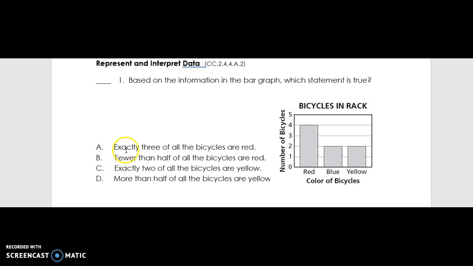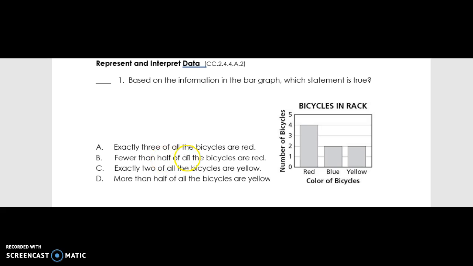So, A, exactly 3 of all the bicycles are red. Let's go to our x-axis and find red. Go to y and find 3. Are exactly 3 of them red? No, because it goes over and touches the 4 line. So A is not true.